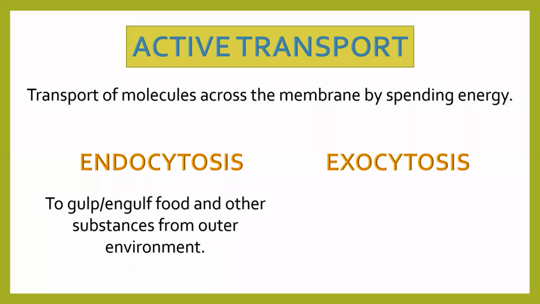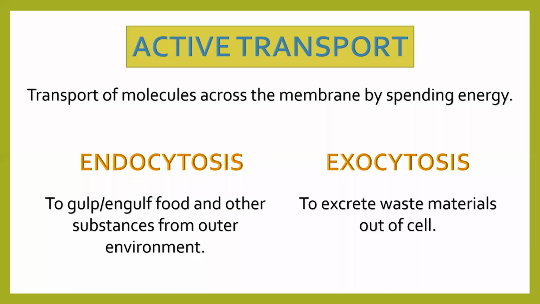And the second one is exocytosis. Now see, understand, enter is very much relatable to endo, and exo is very much relatable to the word exit. When you listen to the term cytosis, that means it is related to the cell. So endocytosis, food entering the cell or any other thing entering the cell. Exocytosis, substances leaving the cell. So the meaning of exocytosis is to excrete waste materials out of the cells. And these processes require spending of energy.